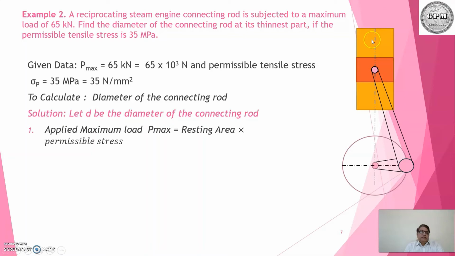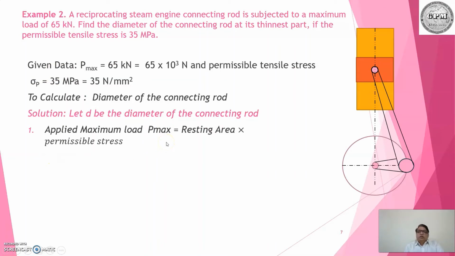you will have the maximum pressure on that. So this is what we are calling the clearance volume. When this steam pressure acts at a very small volume, when it expands, then it will transfer the maximum stress, and whatever the pressure which is acting on this, the P maximum, that is the maximum load, is 65 kilonewton that it bears.